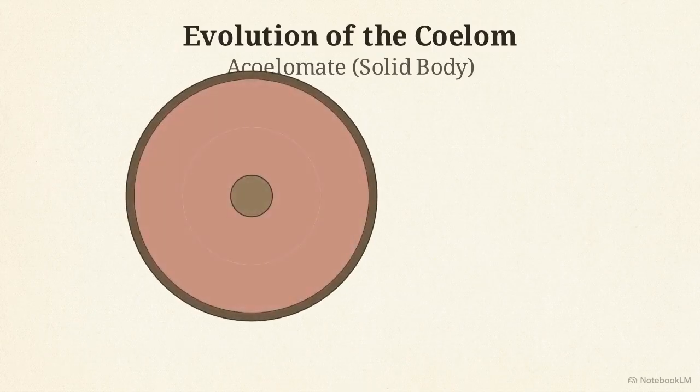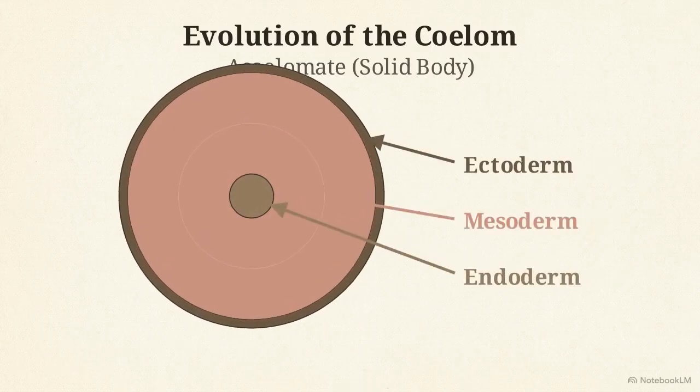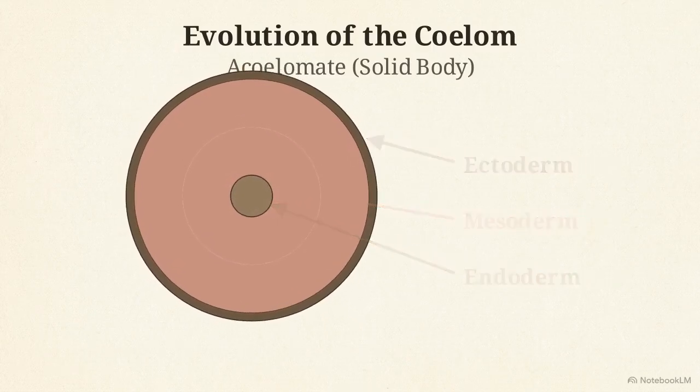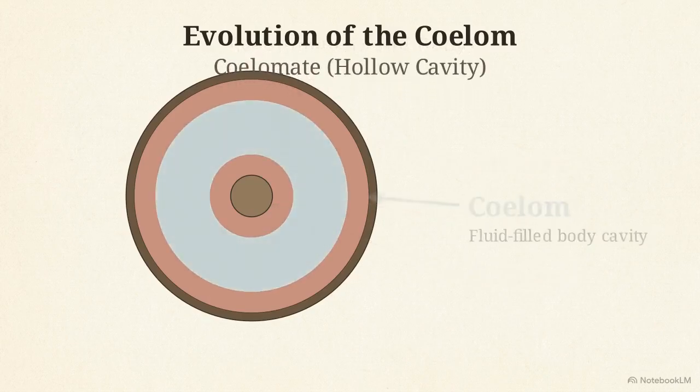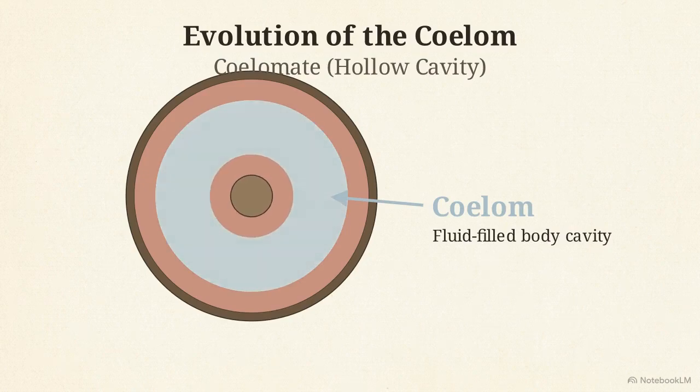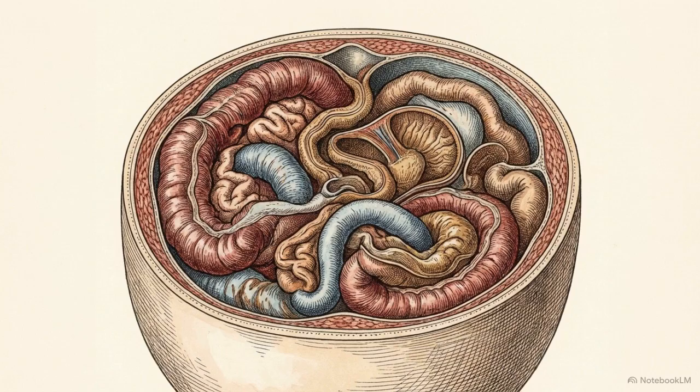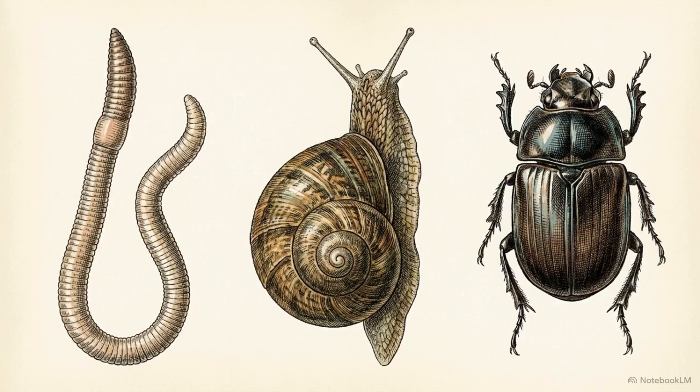Flatworms are flat because they are acoelomates, lacking a true internal body cavity. Their tissue is solid from outer skin to inner gut. The next innovation was the coelom, a fluid-filled body cavity acting as a buffer between the outer wall and digestive tract. This cavity provided the internal space necessary for organs to fold and specialize, leading to the massive success of groups like annelids, mollusks, and the heavily armored arthropods.